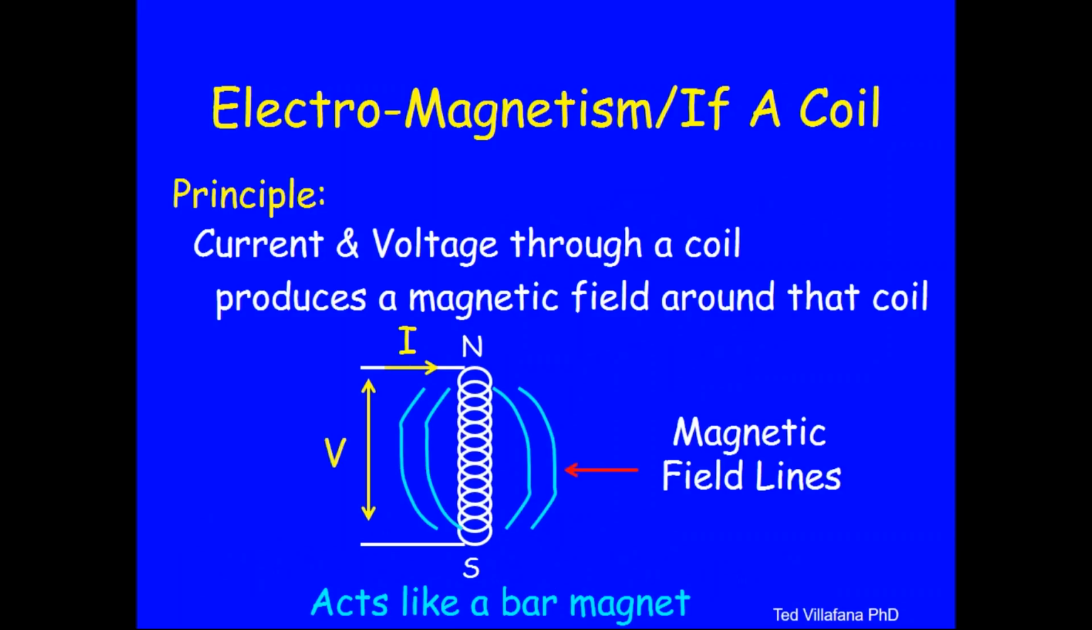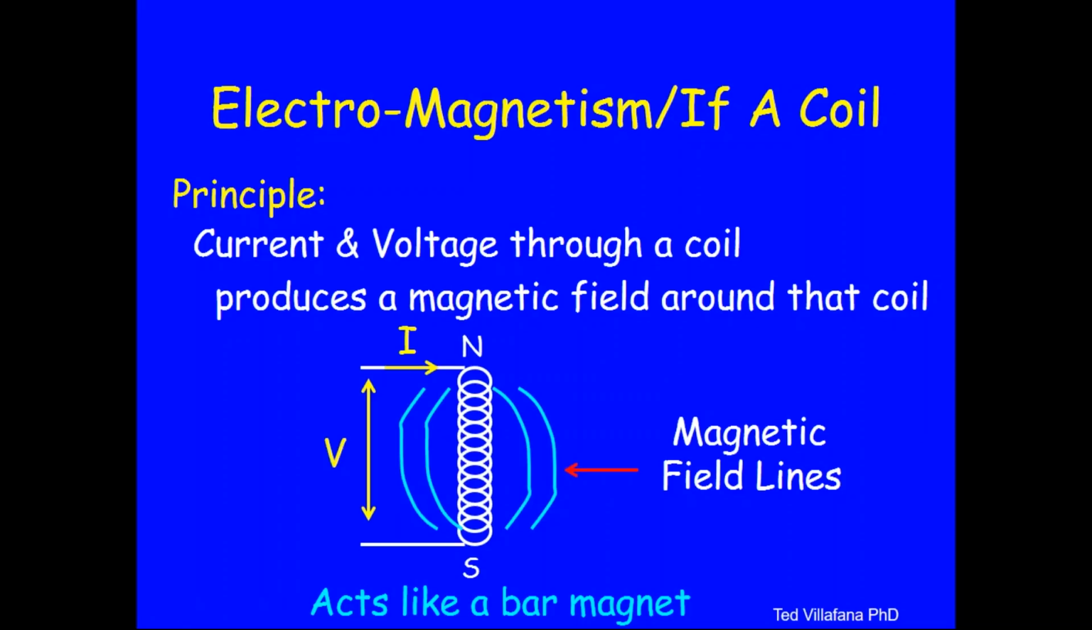Let's look at that a little further. If instead of one loop, what if you had many loops? In other words, what if you have a coil? This is a picture of a coil. It has a voltage across the coil, V, and there's going to be a current through that coil. And now, as we've established, whenever you have a current flow, you have a magnetic field. But this is the way the magnetic field will appear. It's as if you had a bar magnet with a north and a south pole, and now you have a magnetic field around that bar magnet.